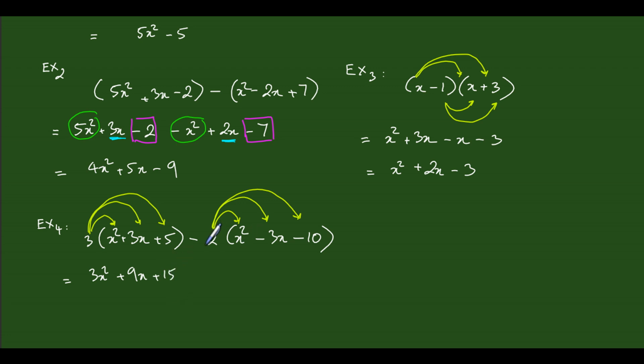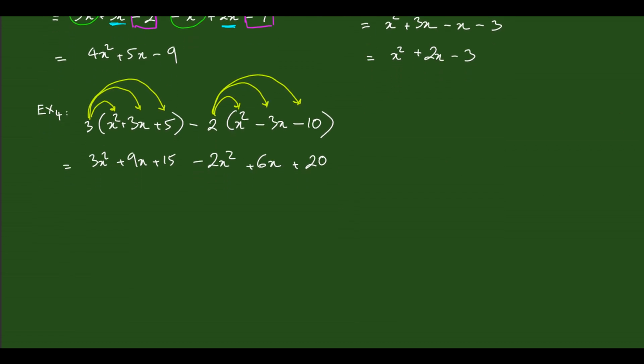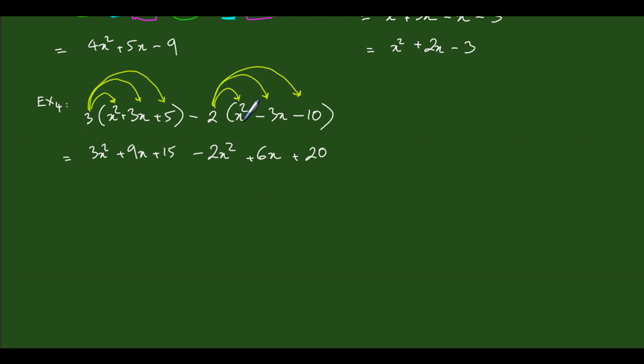Now, negative 2 times x squared is negative 2x squared. Negative 2 times negative 3 is positive 6x. Negative 2 times negative 10 gives you positive 20. Okay, positive 20. So what I have over here after I distribute, I'm going to look for similar terms.